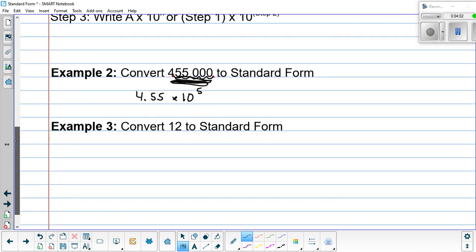Last example, let's do 12. We know we have a decimal point at the end of every whole number, right there, and we're moving it to right there. So 1.2 times 10, and how many times did we move? Well, just once. We know 10 to the 1 is just 10, so 1.2 times 10. We moved the decimal place once, and we're done.